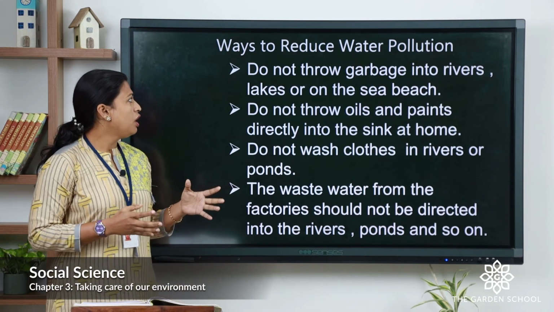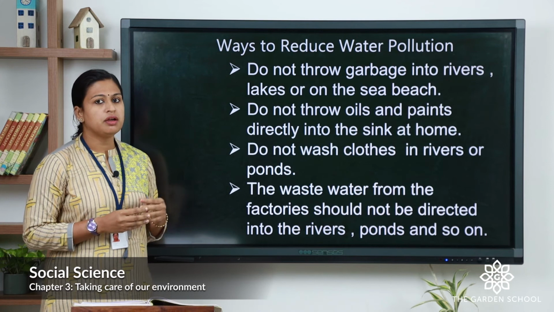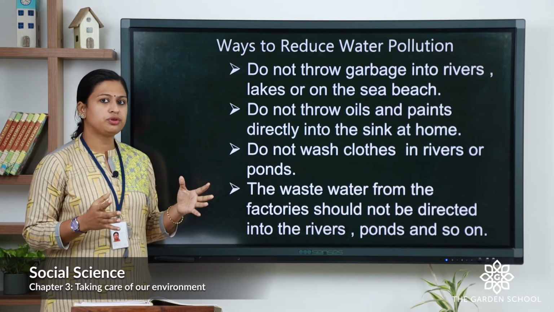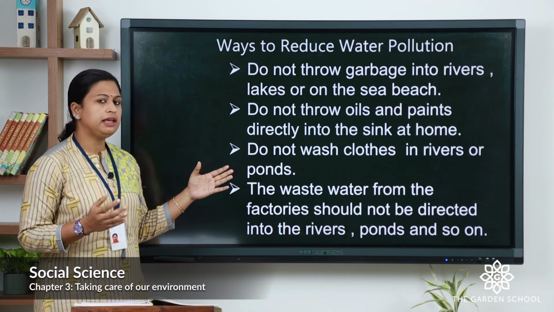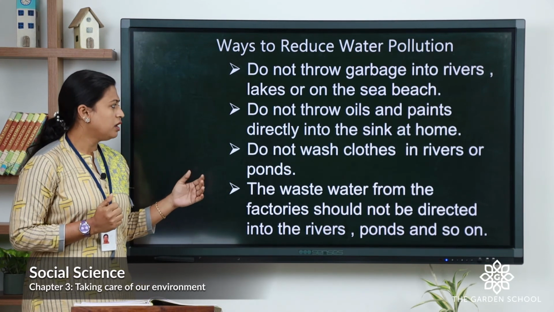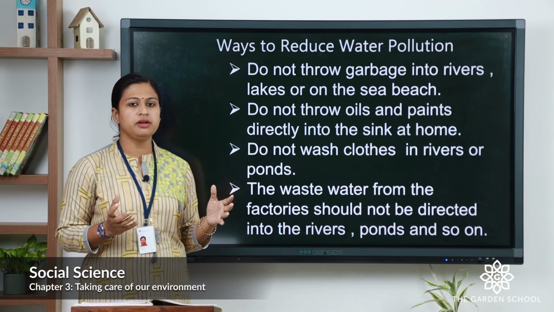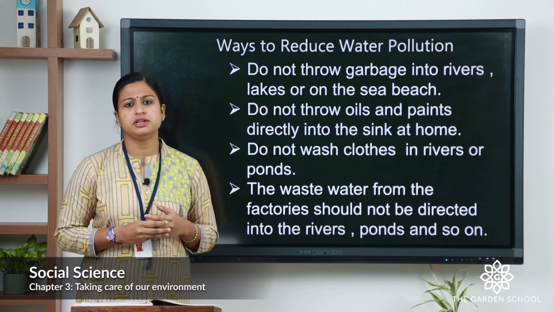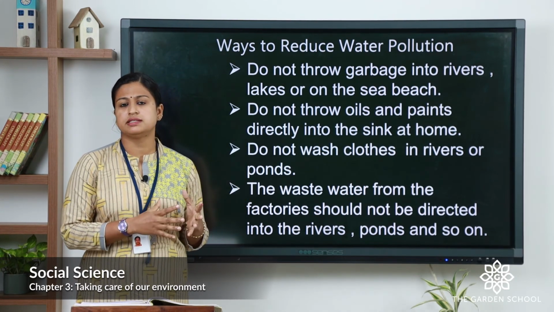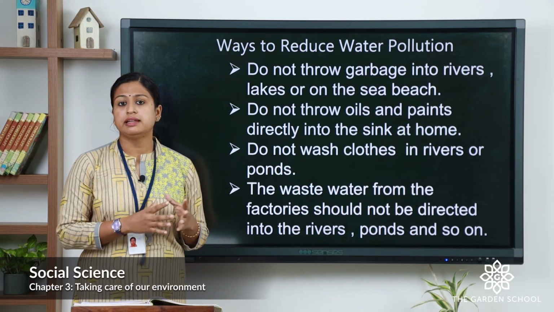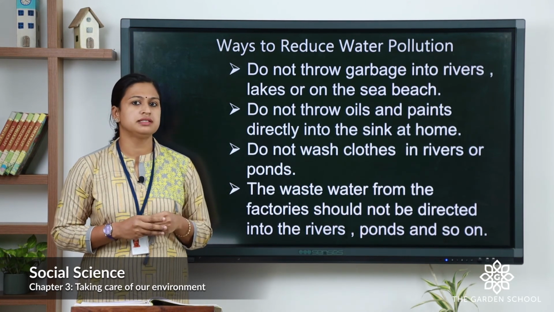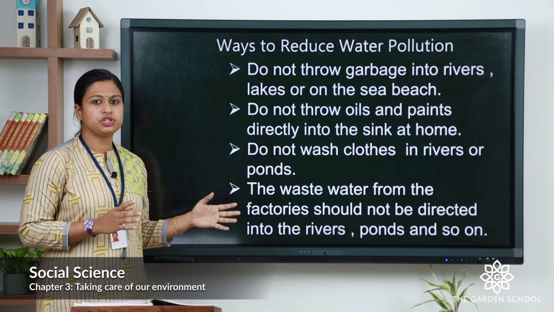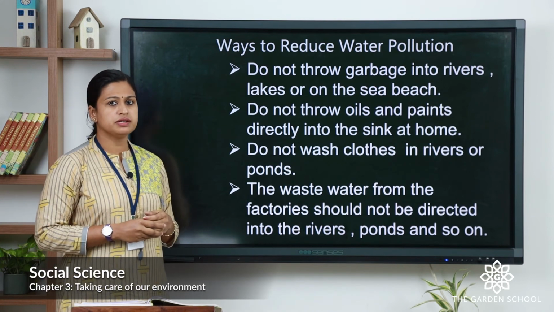The first one, do not throw garbage into rivers, lakes or on the sea beach. Do not throw oils and paints directly into the sink at home. Do not wash clothes in rivers or pools. Use phosphate free detergents and dish cleaners because phosphate is a very harmful chemical that harms the living organisms living in these water bodies. Next, the waste water from the factories should not be directed into the rivers, ponds or so on.